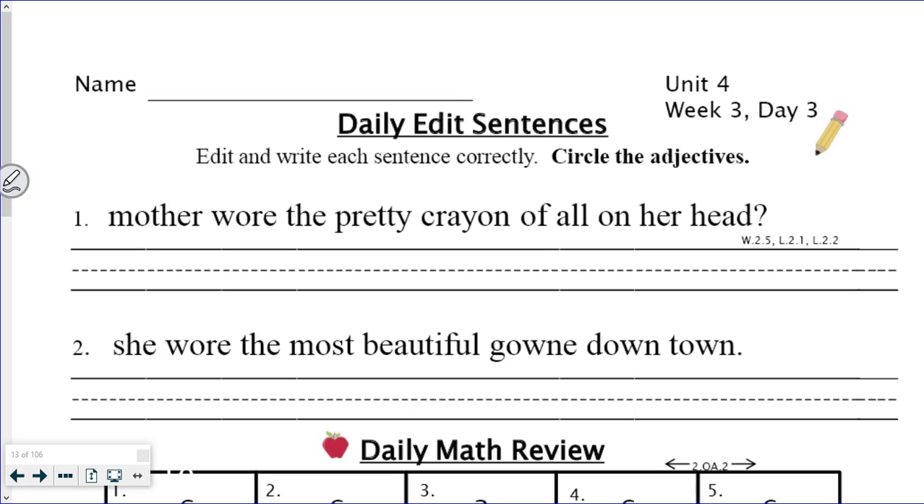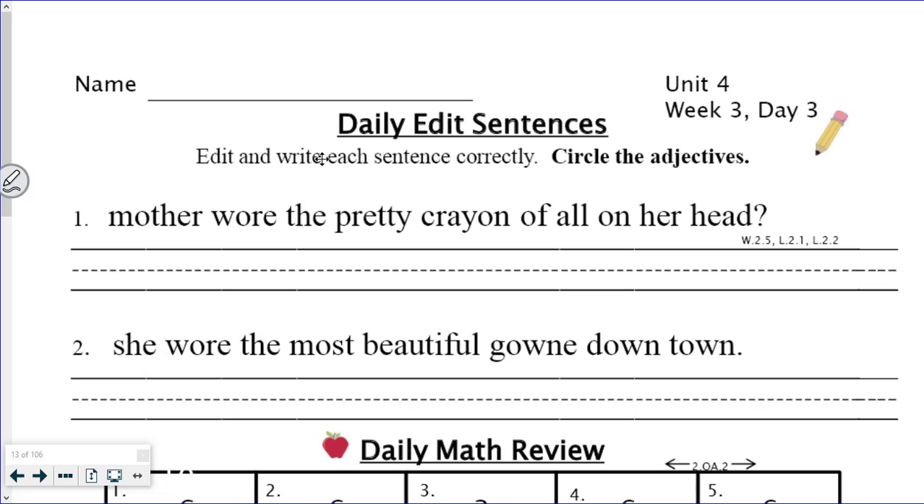We're going to be going through our morning work. Unit 4, Week 3, Day 3 is the page we're on. We're going to edit and write each sentence correctly and then circle the adjectives. Remember that an adjective is a word that describes a person, place, thing, or animal, which is a noun.